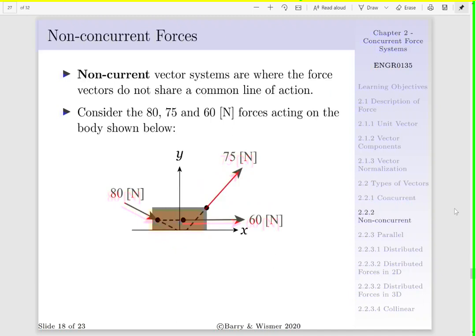Now, non-concurrent force systems are ones where the force vectors do not share a common line of action. If we consider the schematic below, we have an 80 Newton force applied to the left of the block, a 60 Newton force applied near the center, and a 75 Newton force applied to the top right. If we drew the lines of action of our force vectors, we would see that they do not intersect at a common point.